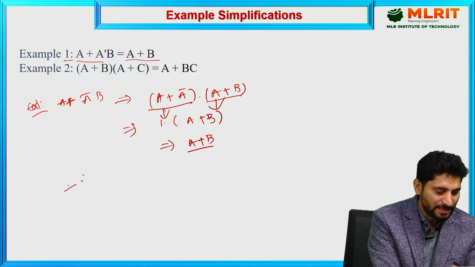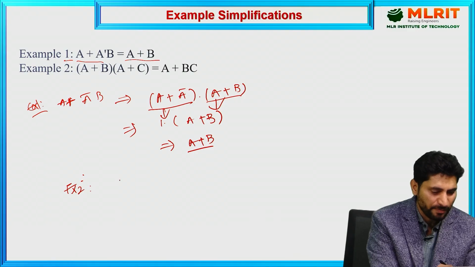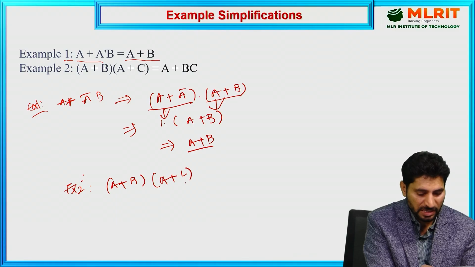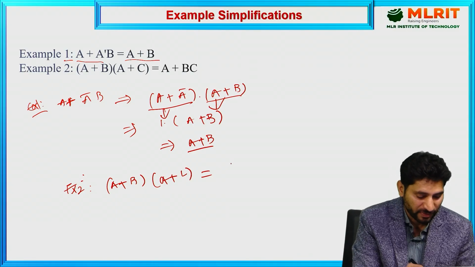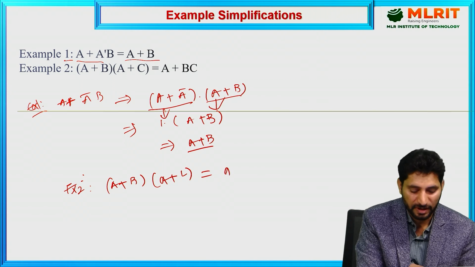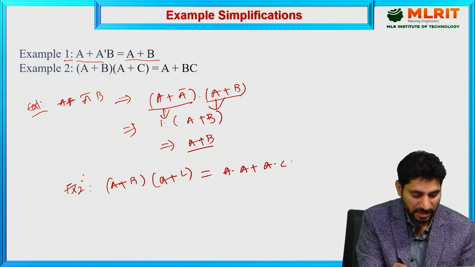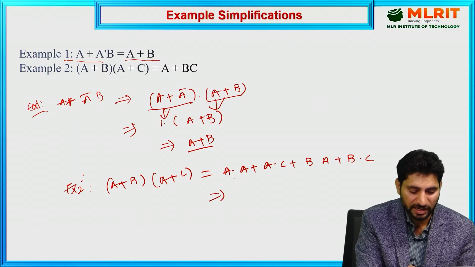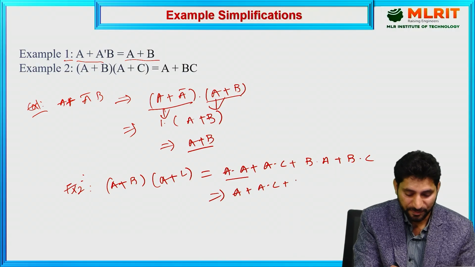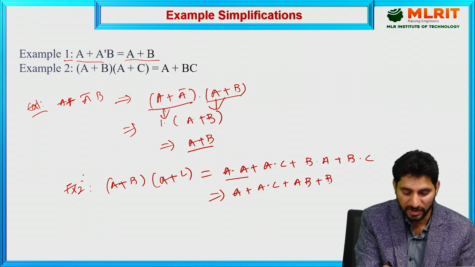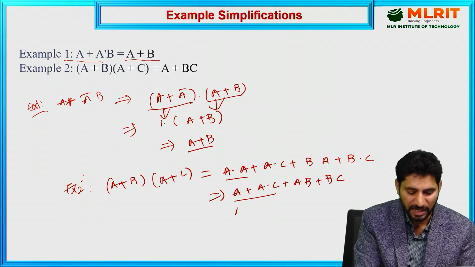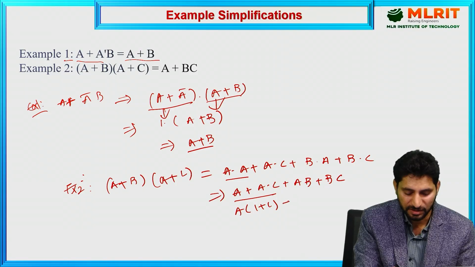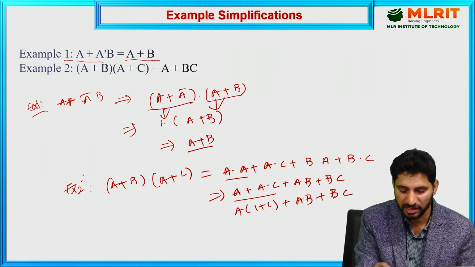Let us see example 2. A plus B into A plus C. Let us multiply these two terms. A dot A plus A dot C plus B dot A plus B dot C. From this we can get, A dot A is A only, AC plus AB plus BC. From these two terms, we will take A as a common. So 1 plus C we will get, plus AB plus BC. We can get it, right?